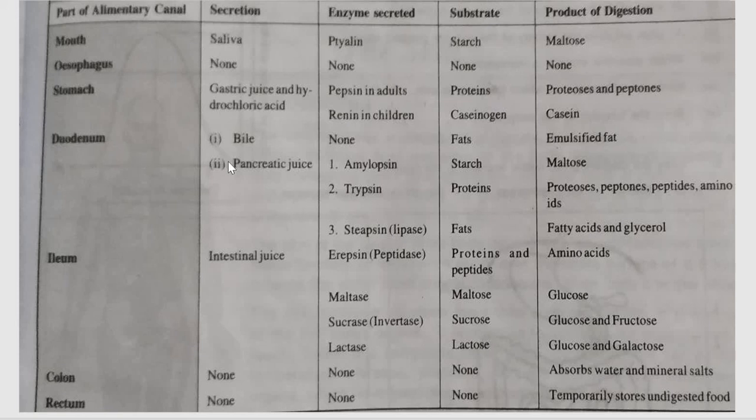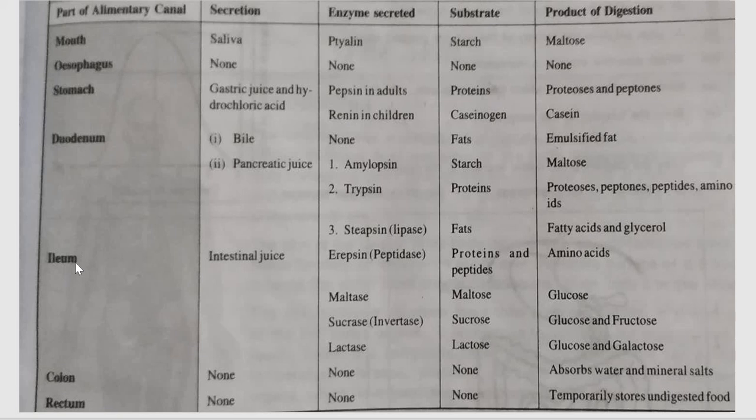In duodenum, the secretion is bile juice, which comes from gallbladder. There is no enzyme. Bile juice is not an enzyme. It works on fats. It emulsifies fat into fatty acid and glycerol. So here we have pancreatic juices from pancreas. They are released from pancreas but work in duodenum. Enzymes present are amylopsin for the digestion of starch into maltose, trypsin for the digestion of protein into proteoses, peptones, peptides, amino acids, etc. Steapsin for the digestion of lipase or emulsification of fat into fatty acid and glycerol.